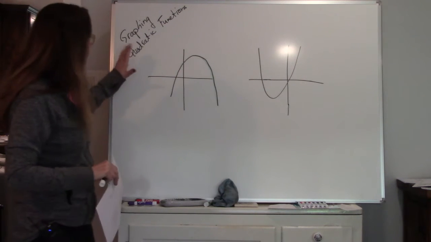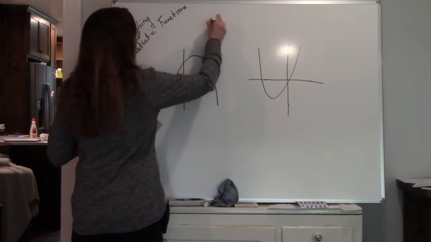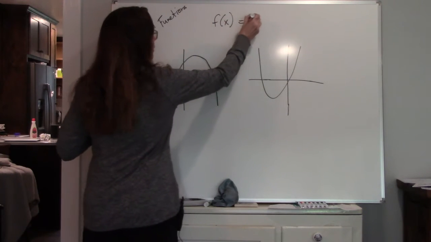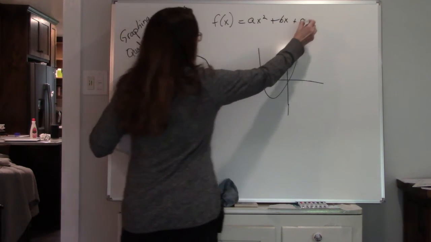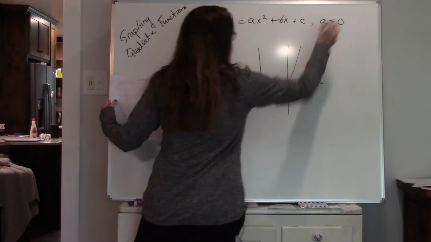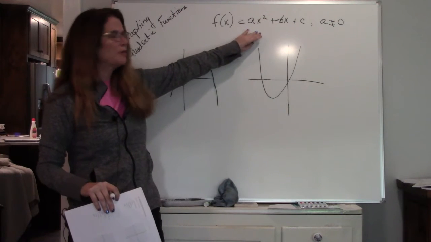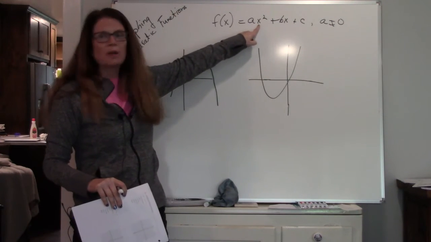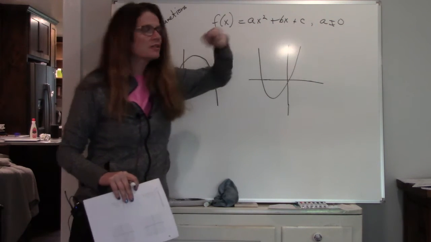Okay? So a quadratic function is in the format of f of x equals ax squared plus bx plus c, where a does not equal 0. So remember, this is a standard format of a quadratic function. We're going to write it in descending order. So x squared, x, and then no x.